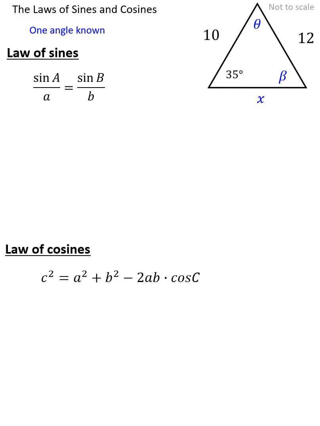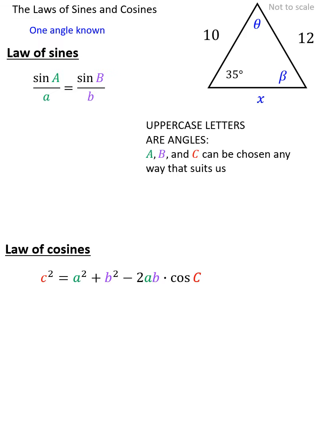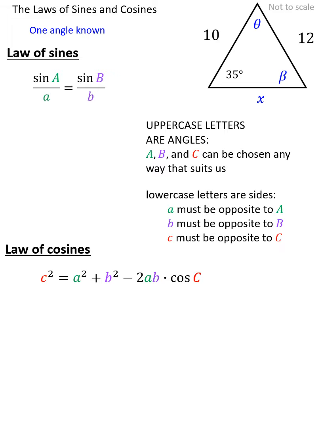You'll notice also that some of the A's and B's and C's are uppercase and some are lowercase. Here's what's meant by these formulas. The capital letters A, B, and C represent angles, and they can be any angles that we want. For example, A could be 35 degrees, A could be theta, or A could be beta, and likewise for B and C. But once we've chosen those, the lowercase letters, which are the side lengths, must represent the sides opposite to angle A, B, and C, respectively.